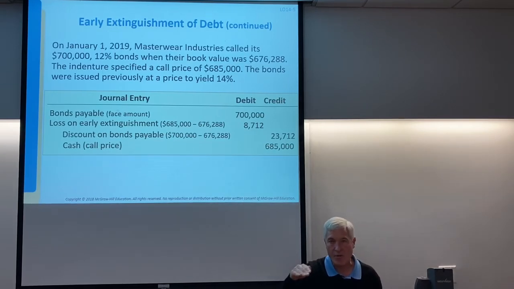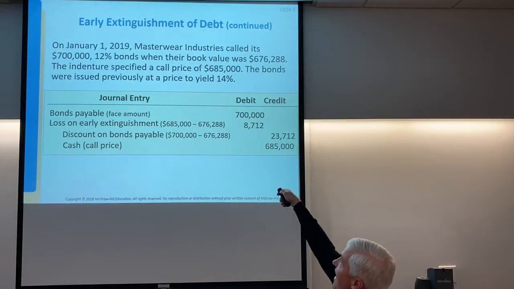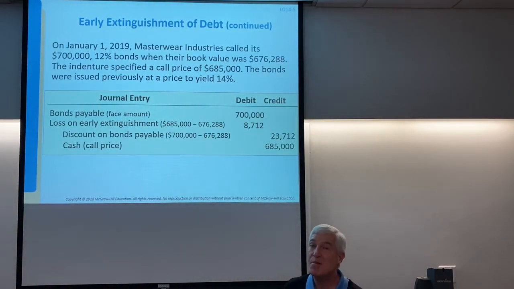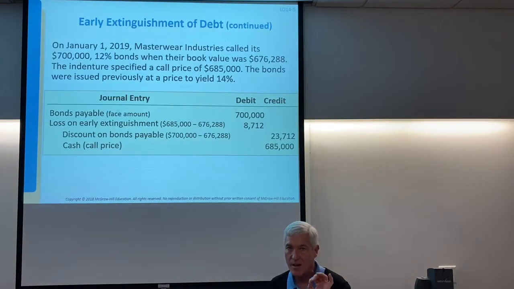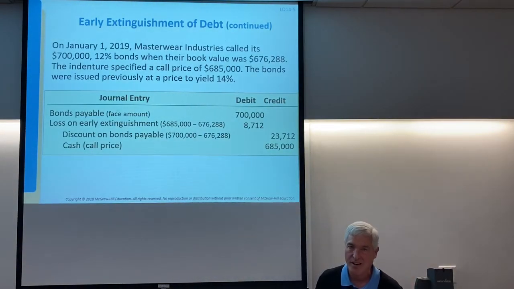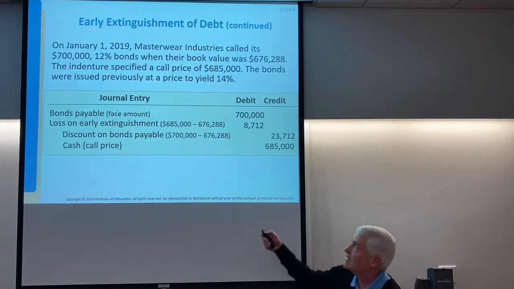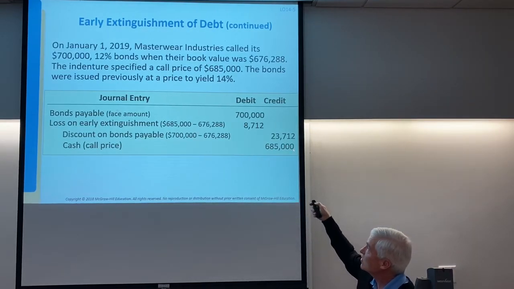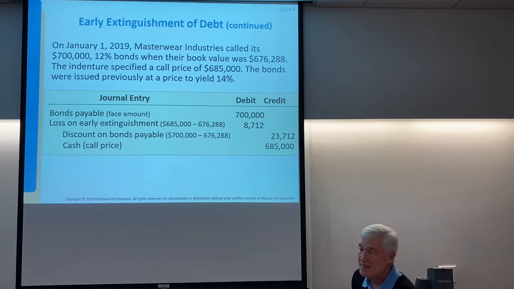Here is how I would think about these problems. You know how much the call price is. Now it may not be $685, it may say 98 or 97. So you may have a bond price which is just 98 or 97% of the face value. So you may have a bond price, not an amount, but you can calculate the amount. Easy stuff. In this case, they didn't do that. We know $685. So credit cash for $685.